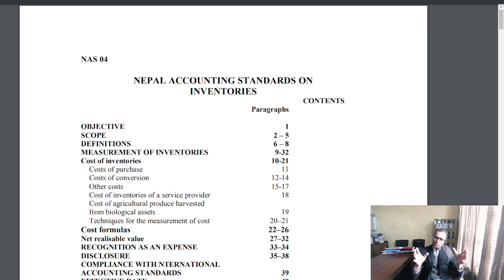They have to study the different components of the financial statements, and one of the important components of current assets is inventory. So let's discuss what the Nepal accounting standard tells about the term inventory, the related key terms, friends, and some of the approaches I will be discussing too. In this content you can see it tells about the objective, scope, definitions, and measurement of inventories, cost of inventories, and some important formulas, that is net realizable value, and recognition as an expense. And what about compliance with the international accounting standard, that is IAS? It is missing here.